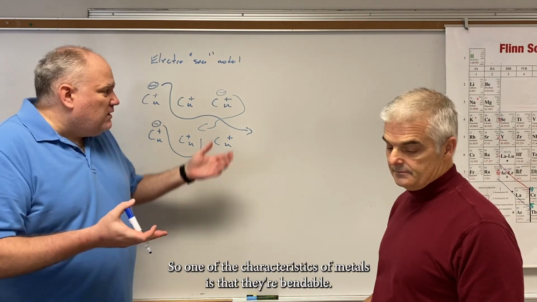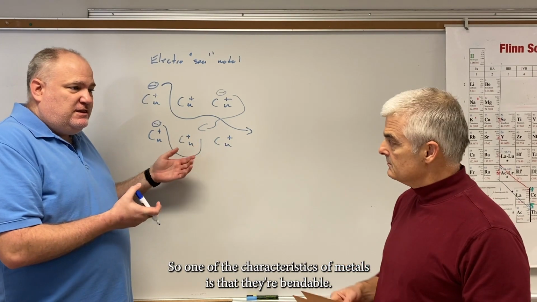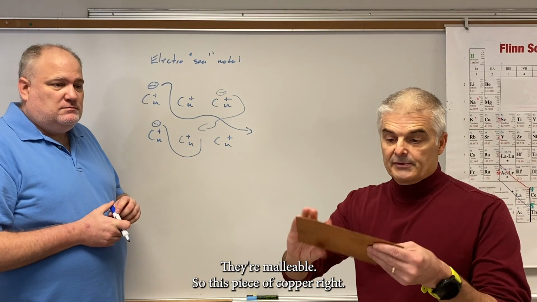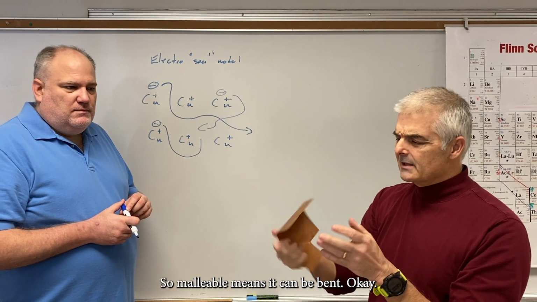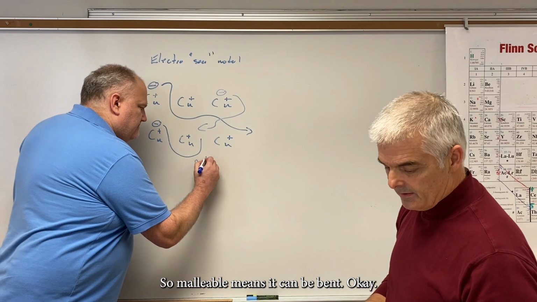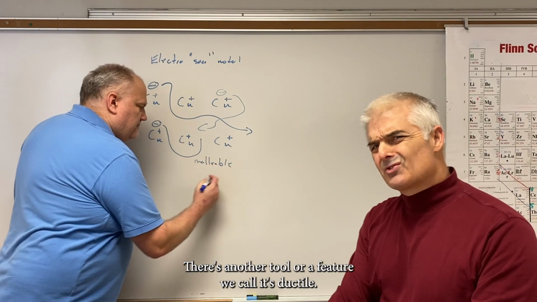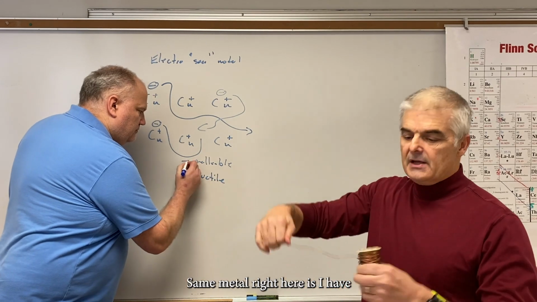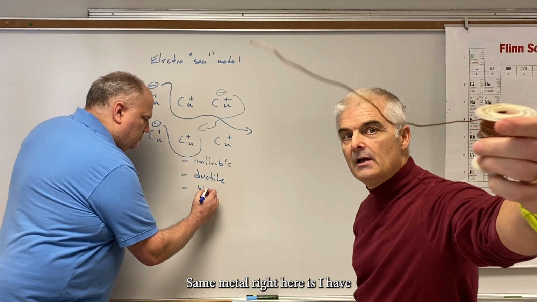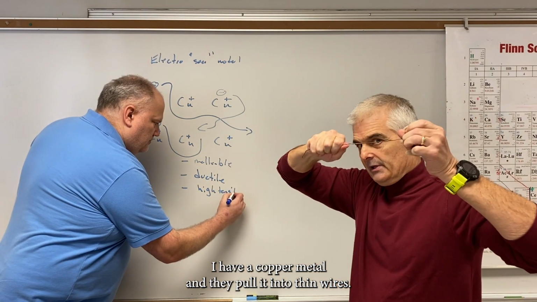One of the characteristics of metals is that they're bendable, they're malleable. So this piece of copper, I can bend it. Malleable means it can be bent. Another feature is that it's ductile. That means you can pull it, or we say draw it, into a wire. With this same copper metal, they pull it into thin wires.